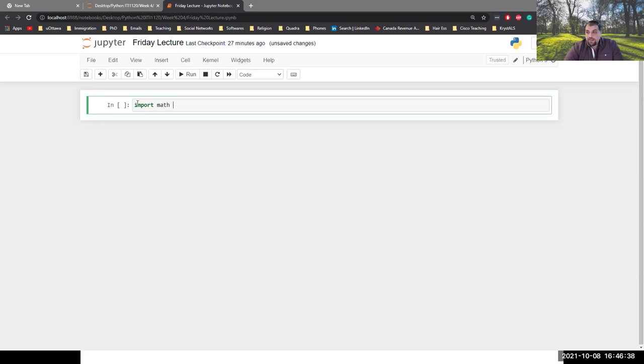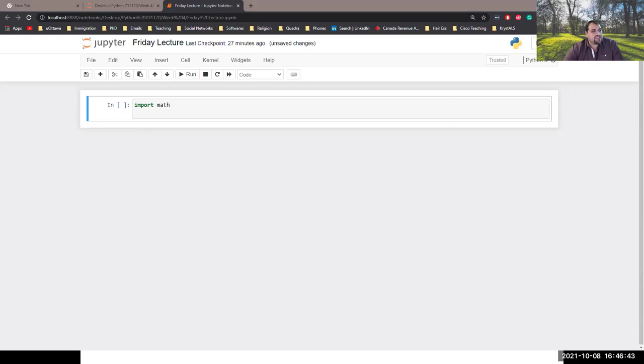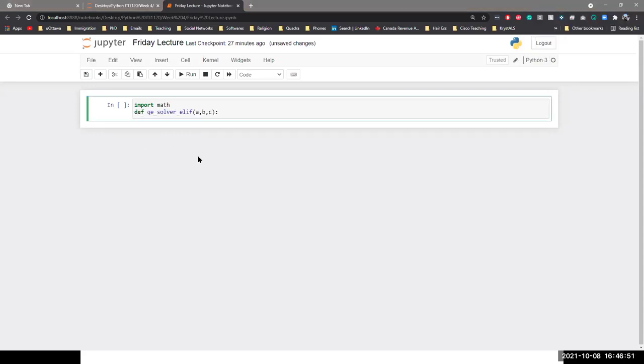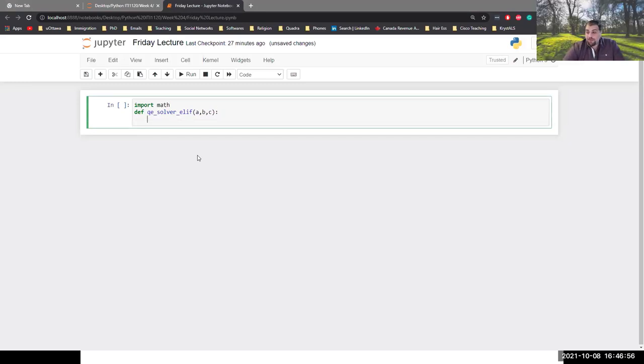Import math. And after that, what we have to do, guys, is define the function as it's showing, okay? So the function is equation solver, and it has A, B, and C. Okay, for the type contracts, does it return anything? According to the question, does it return anything, or does it just print? I believe it just prints, it doesn't return anything.